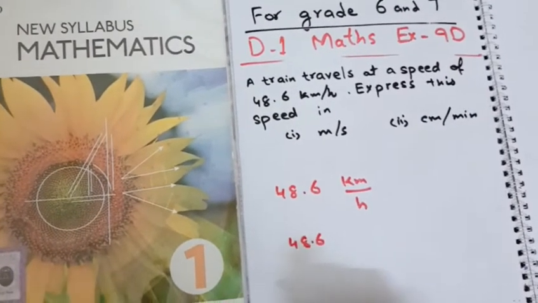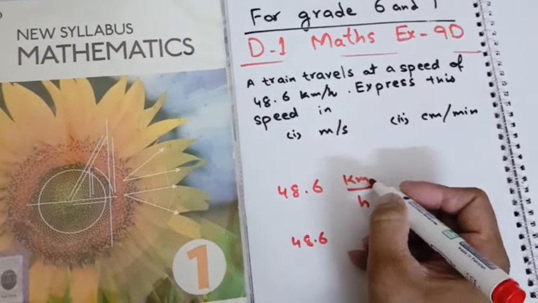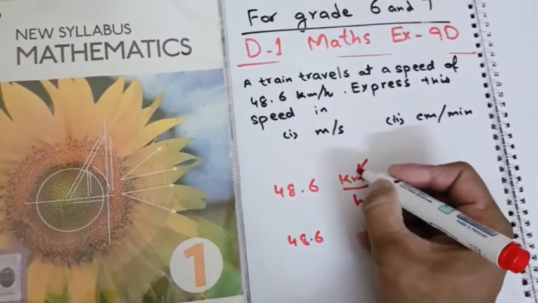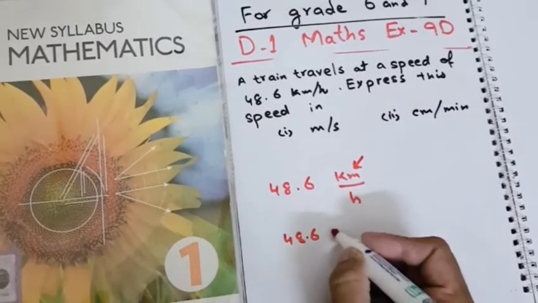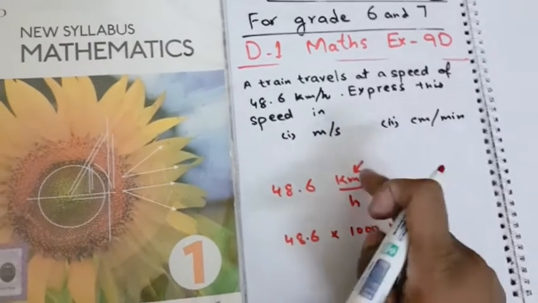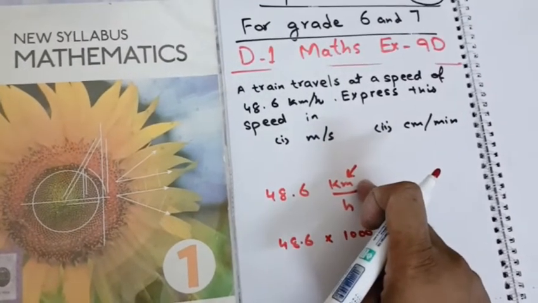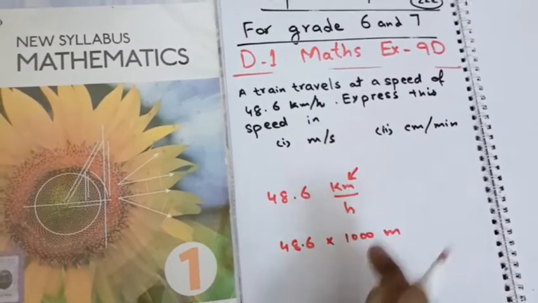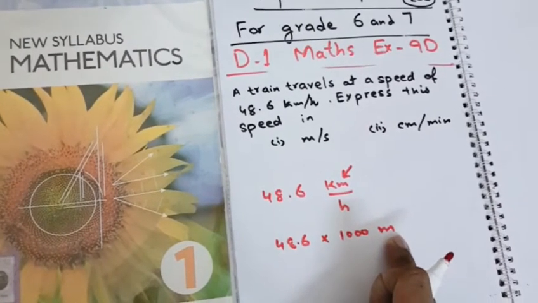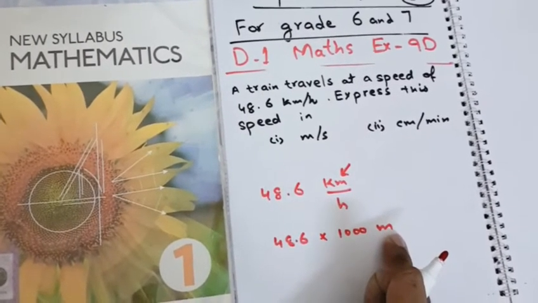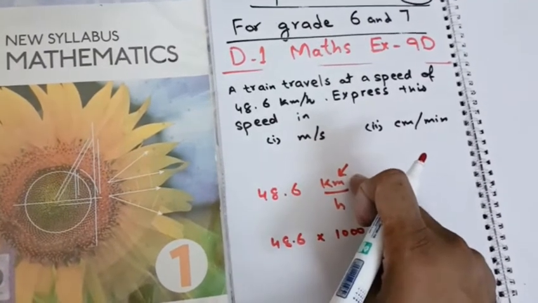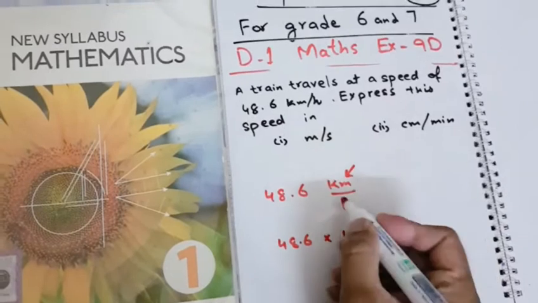48.6 I have written as it is. We know that 1 kilometer is equal to 1000 meters. So in place of this kilometer, I would write 1000 meters, because 1 kilometer equals 1000 meters, and I want to convert this speed into meters per second. That's why I have written the distance now in the shape of meters.